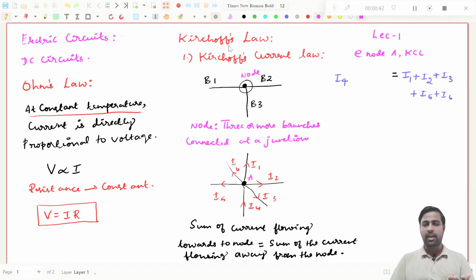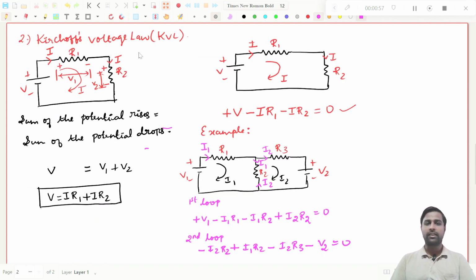Kirchhoff's current law, that is, in a node, the summation of current entering towards the node will be equal to the sum of the current flowing away from the node, right? That is the Kirchhoff's current law we have seen. And we have taken the Kirchhoff's voltage law. What is Kirchhoff's voltage law? Sum of the potential rises will be equal to sum of the potential drops. And we have seen how to write the Kirchhoff's voltage law. For our convenience, we have changed the procedure to write it, so that it will be very easy. I have told you in the last class, right?